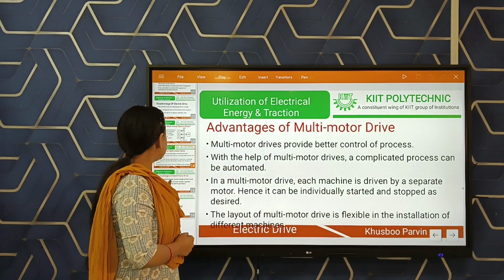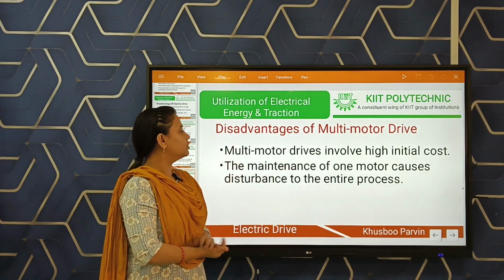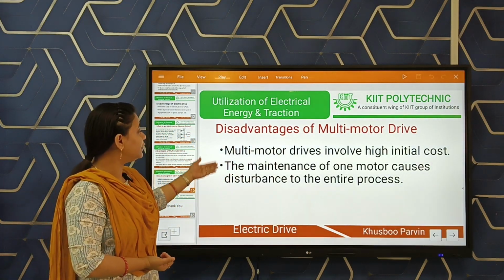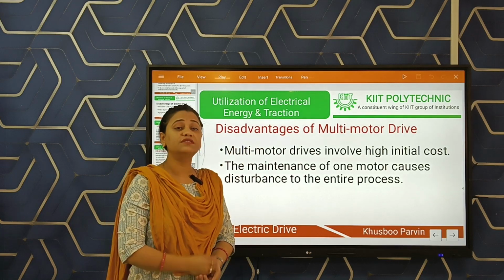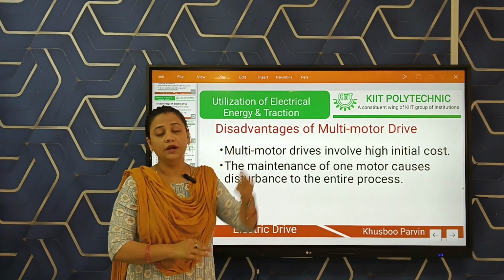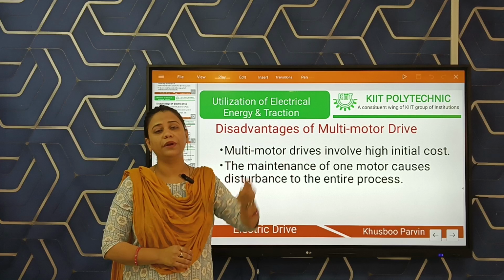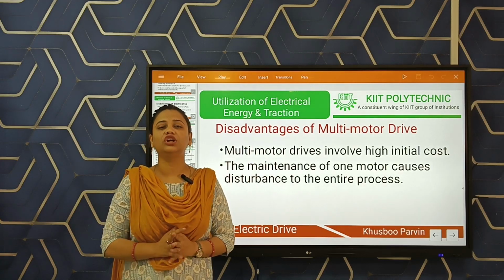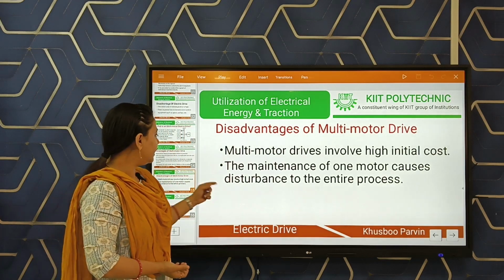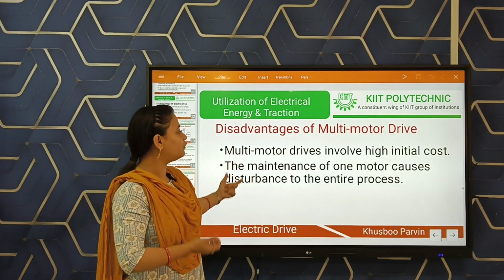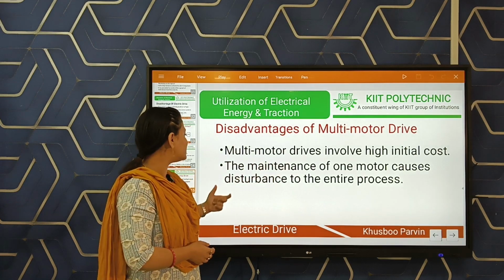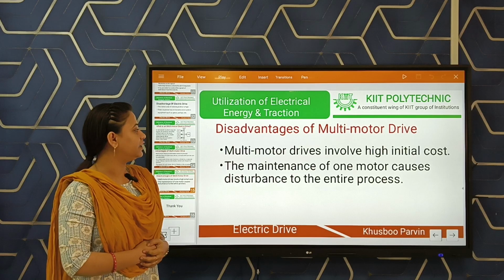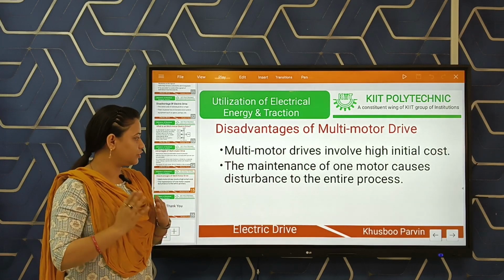Next is the disadvantage of multimotor electric drive. The disadvantage of multimotor electric drive is that it involves high initial cost because a number of motors are used to operate different parts of the same machine. Because of that reason, its initial cost is very high. Next one is that maintenance of one or more motors causes disturbance to the entire system. So this is the disadvantage of multimotor electric drive.